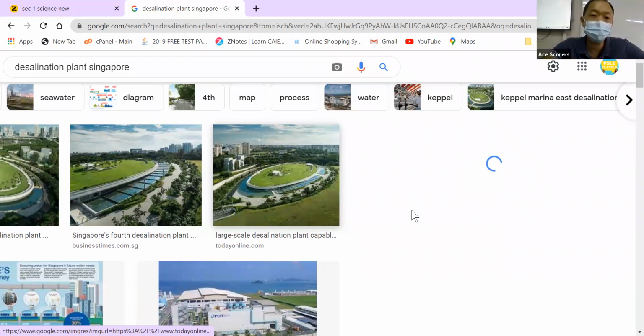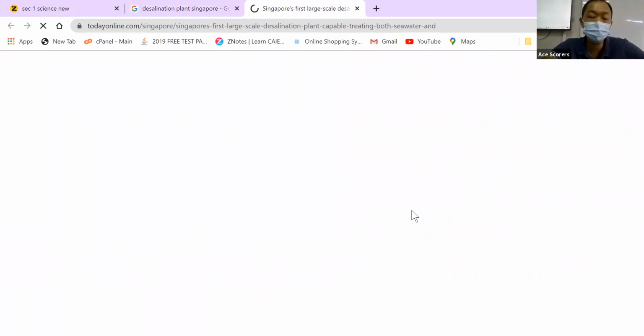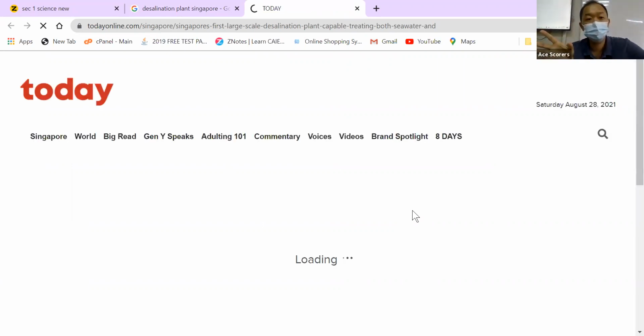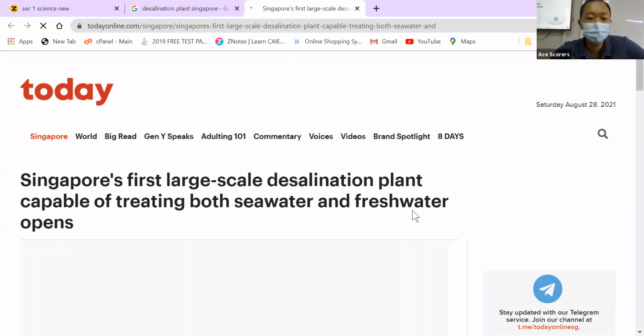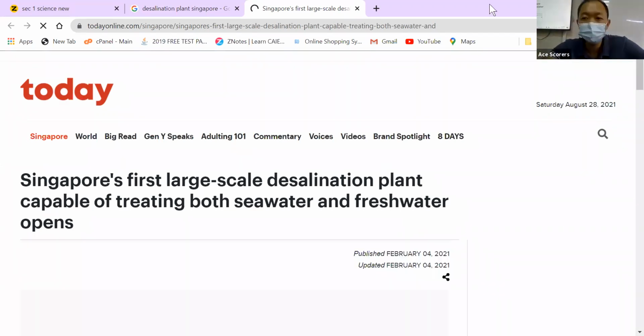Now why do we need this? Because we cannot drink seawater. What's the problem with seawater? Too salty. When it's too salty, what happens? Dehydration. Basically water will go out of your cells. You drink seawater, water goes out of the cells into the salty seawater.